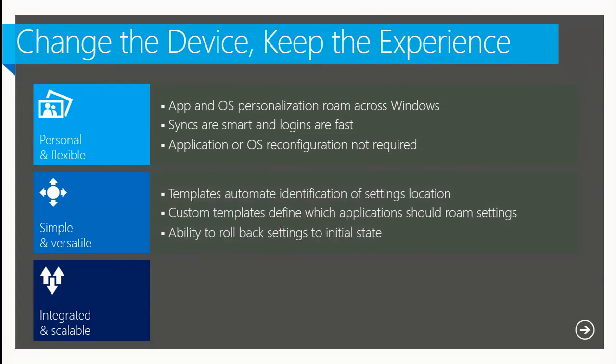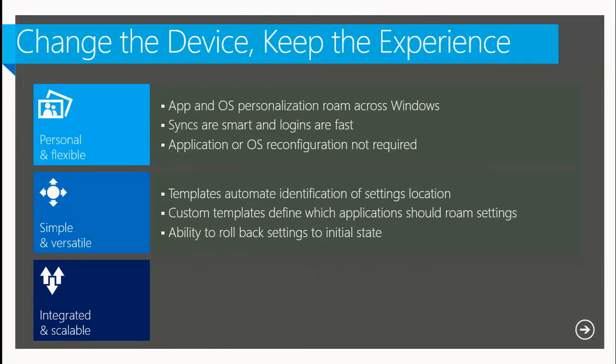The next one is making it really simple and versatile. And this is where, using what we call our settings location templates, you can define exactly what you want to pull across. So unlike some of the other virtualization technologies that grab everything and don't give you any choice, UEV is all about being very particular and very specific in what you pull in. And a template allows us to define the files and registry settings that we want to pull in, and then applications just begin to work just like they normally do.